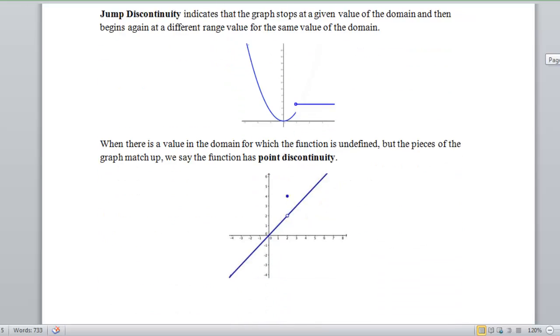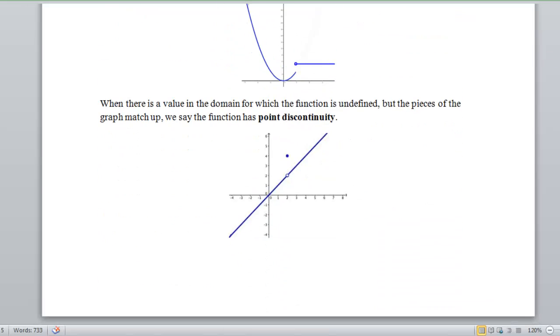And then finally we have point discontinuity. In point discontinuity, we have a situation where something may be undefined, like in a rational function. The graph at a certain point would not be available to us, so we show that as a little hole in the graph. That is a specific point that is discontinuous. So you can see the three major types of discontinuity that we can have.